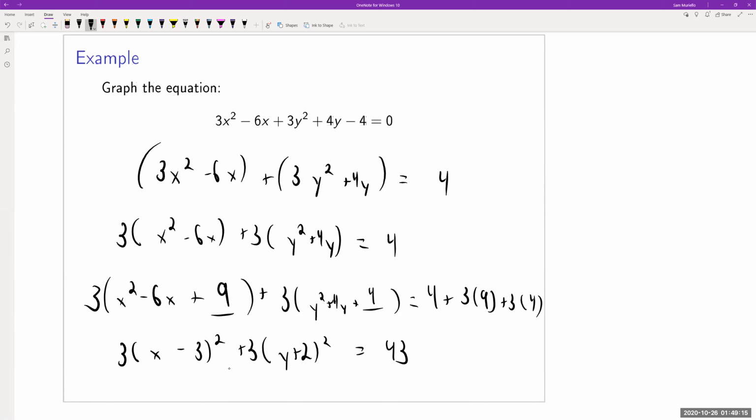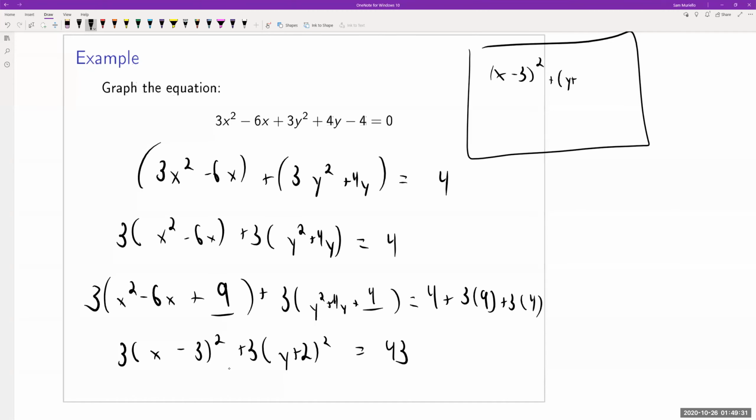Is that correct? Let's just double check. 27, 31, and 12, 43. That looks good. Finally, we'll divide by 3. So the final equation is going to be (x minus 3) squared plus (y plus 2) squared is equal to 43 over 3. That means that our center is (3, negative 2), and the radius is square root of 43 over 3.